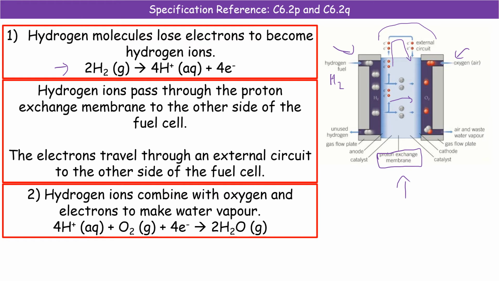On the right hand side of our fuel cell in this diagram, those hydrogen ions are going to combine with the oxygen that we're putting in and the electrons that have travelled through the external circuit, and as a result we make water vapour. So what we see, 4 hydrogen ions join with an oxygen, O2, and those 4 electrons, and what we're going to make are 2 water molecules.